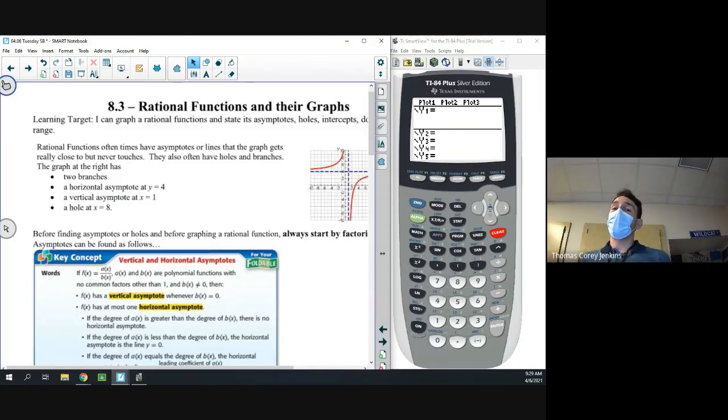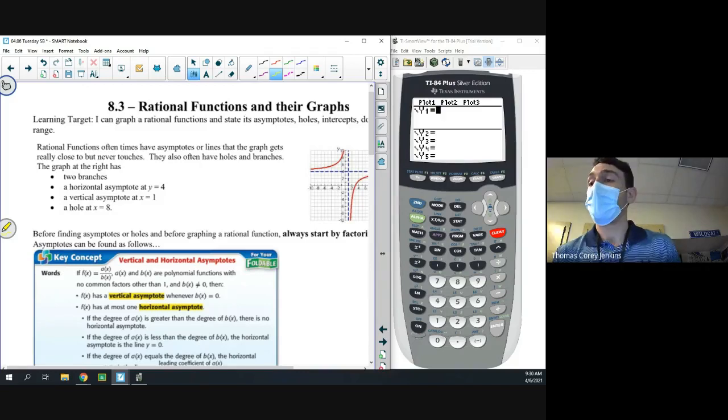But anyways, this is 8.3, and it's about rational functions and their graphs. We looked at this just a little bit yesterday on, I think it was example 3, where we graphed the function 48 over x. It kind of looked like what you see there on your screen. This graph looks similar to that, and then we had a couple branches, right? And so you'll know a rational function when you see it because it has a variable in the denominator.